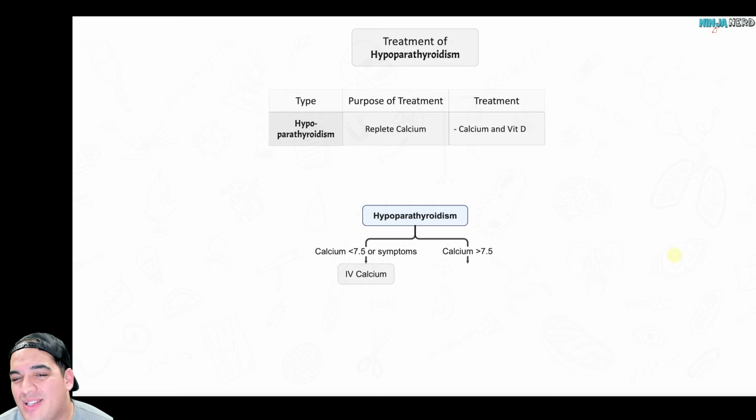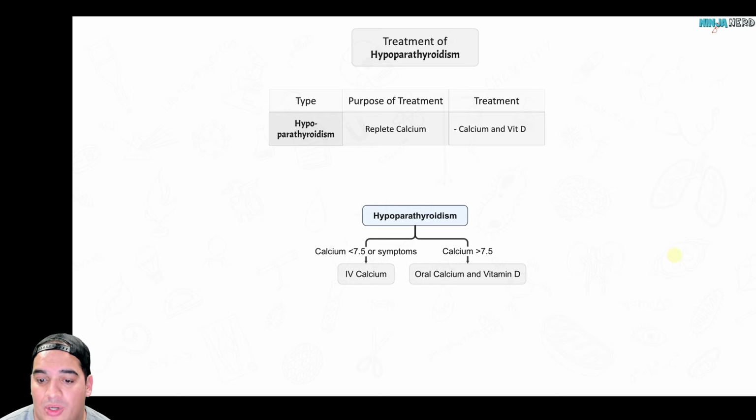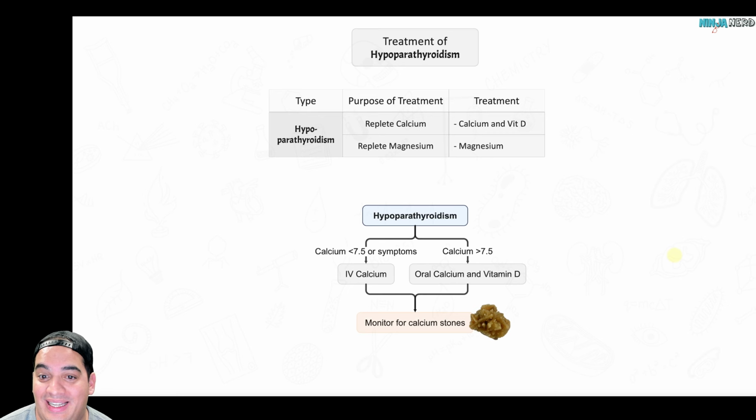If the calcium is greater than 7.5 and they don't really have any symptoms, then you have time. Go ahead and give them the oral calcium and the vitamin D, which will help to aid in the absorption of calcium. The other thing I would remember is, again, check the magnesium. If their magnesium is low, give them magnesium, right? The other thing is that when you give patients calcium, they do have a slight risk of developing kidney stones, particularly calcium stones. Calcium phosphate, calcium oxalate, you don't want to restrict the calcium, but again, if you give a lot of calcium, there is that risk. So make sure you monitor for those.